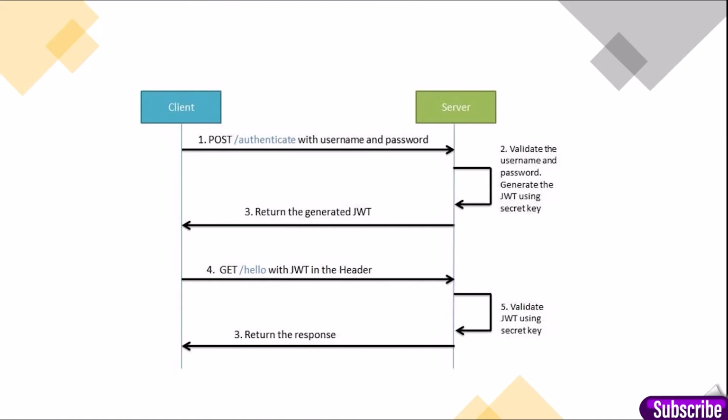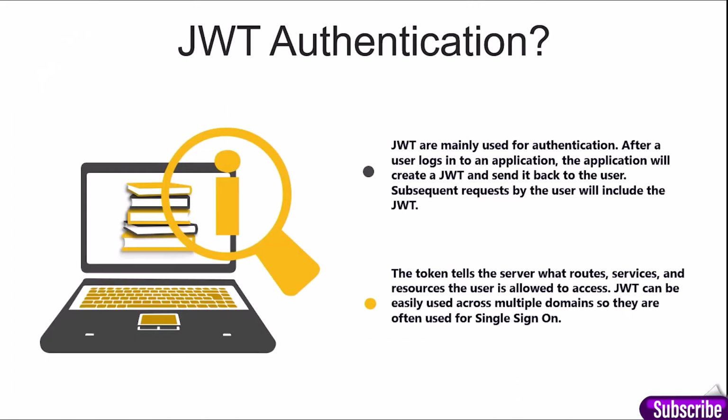Now, this is the typical client server request where something is sent as a get or post header. Then the user is validated with the username and password, and then the JWT is generated and returned to the client. And with any subsequent request, the JWT is sent as a header to the server, and the server, after verifying the JWT token, returns the response.